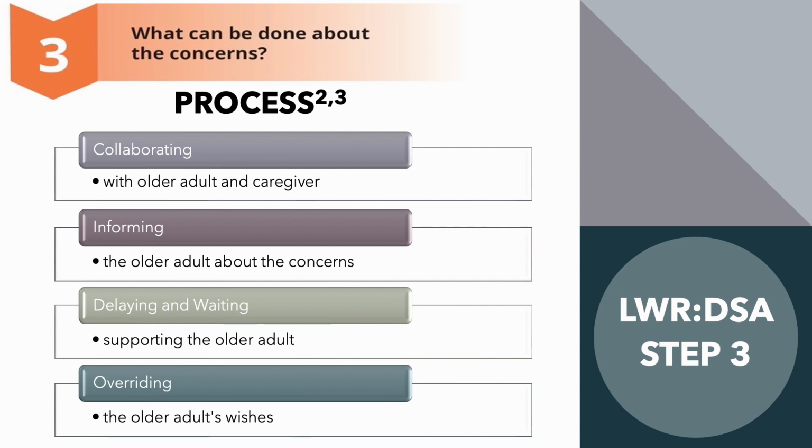In the clinical settings where the clinician was able to work with the older adult over time, they were able to support the older adult while they delayed and waited for the older adult to work on the strategies to mitigate the risks. And the clinicians indicated that only when the older adult was at imminent risk to themselves or others did they feel that they could override the older adult's wishes.